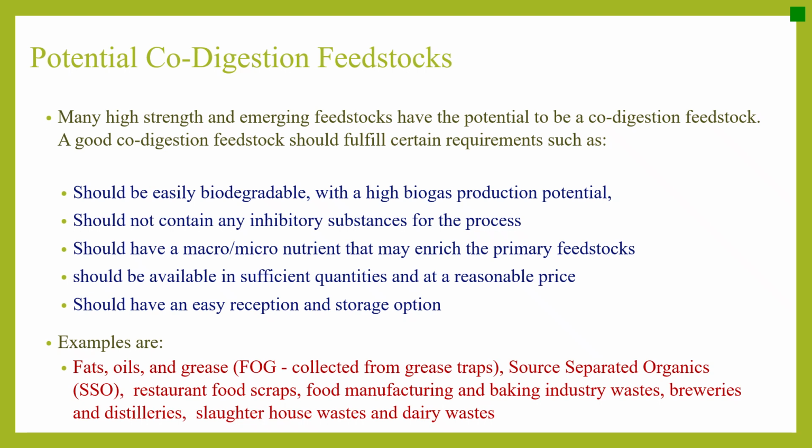So some examples of co-digestion waste are fat, oil, and grease, known as FOG, which can be collected from grease traps. Source-separated organics, restaurant food scraps, food manufacturing and baking industry waste, breweries, distilleries, slaughterhouse waste, and dairy waste.